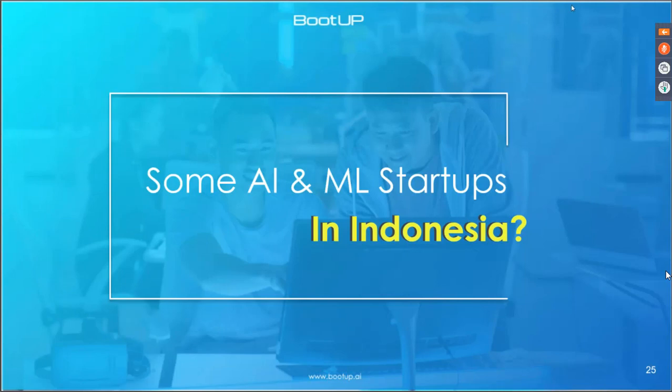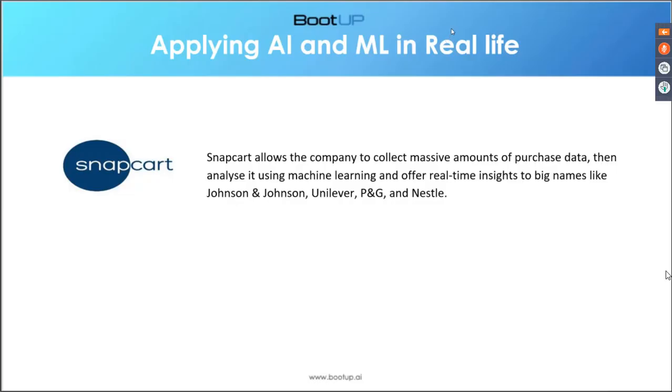Some of the AI and ML startups we have here in Indonesia that we can talk about, right? One of them is Snapcart. Snapcart is a portal where they allow other companies to collect a lot of data like purchase data and customer user data, and help them get insights into what makes customers buy the product. They have served a lot of clients like Johnson & Johnson, Unilever, P&G, Nestle. They provide insights about what season customers buy the product, in which cities, and what economic condition and educational level makes customers buy the product. This company helps them find all those kinds of insights and intelligent patterns.